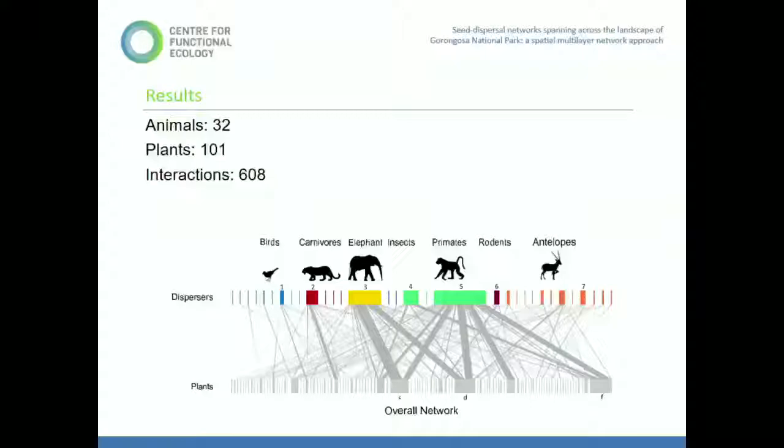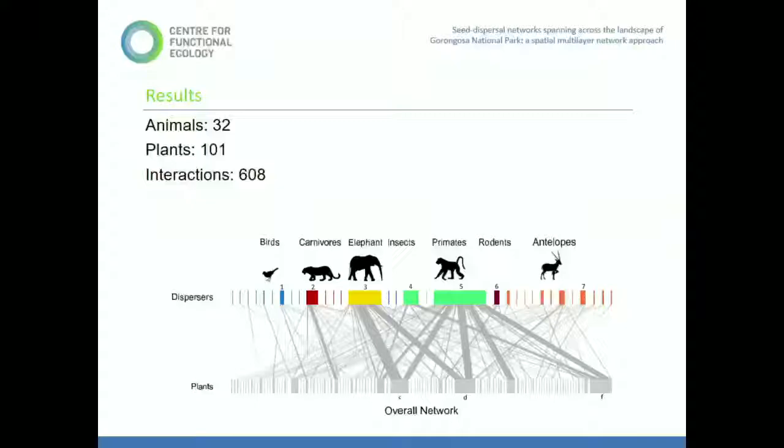So we had 32 animals dispersing 101 species of plants, and all these in 608 interactions. You see, we have a range of different animals, from birds, elephants, primates, antelopes, insects, different colors, different animals. The most important animals in this system were the baboons, elephants, and civets, which did most of the seed dispersal.